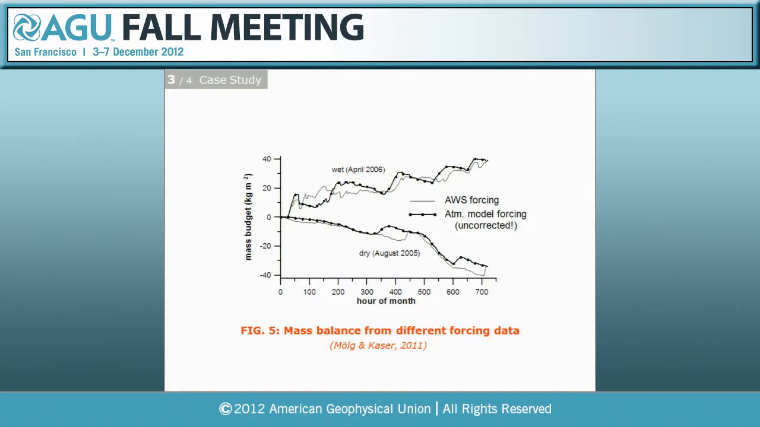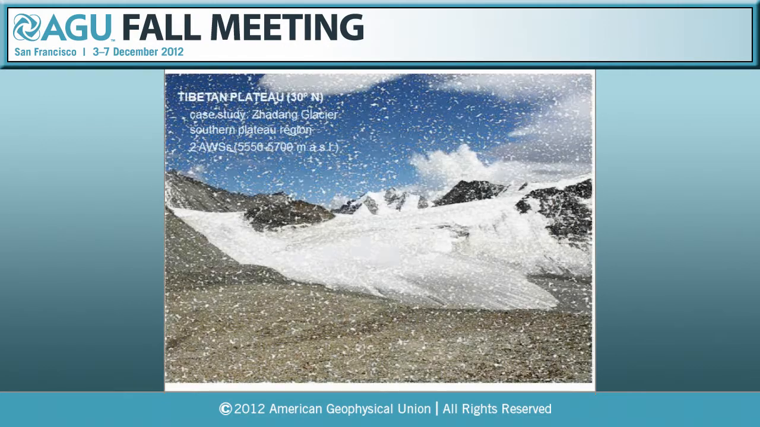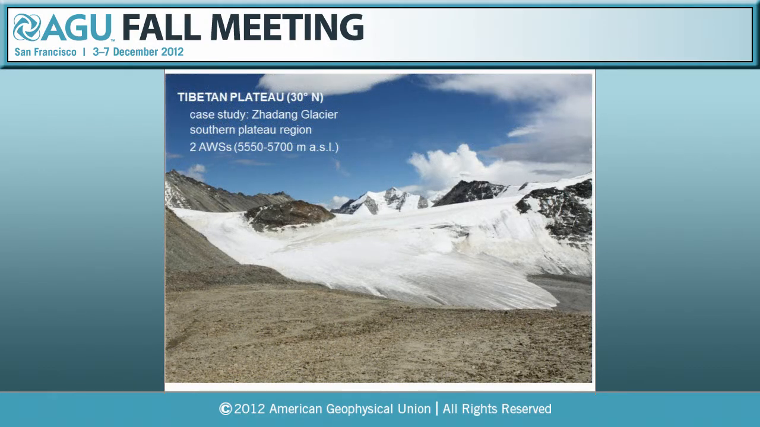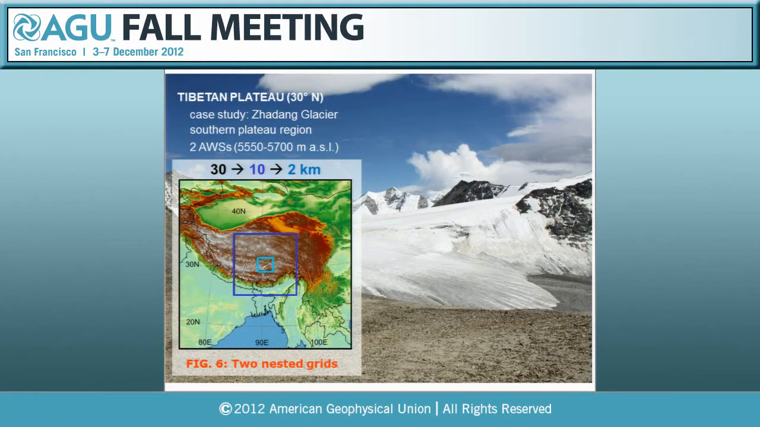So then we wanted to extend the simulation period and also transfer the approach to another place, which is this one. That is Shadang Glacier, located on the southern Tibetan plateau and currently covered by two automatic weather stations. However, the grid setup for the atmospheric model is different in this case because the Tibetan plateau is a huge element in the landscape, much larger than the isolated Kilimanjaro. So here, three domains in total are sufficient to resolve the glacierized elevations on a 2-kilometer grid. And that was the setup.